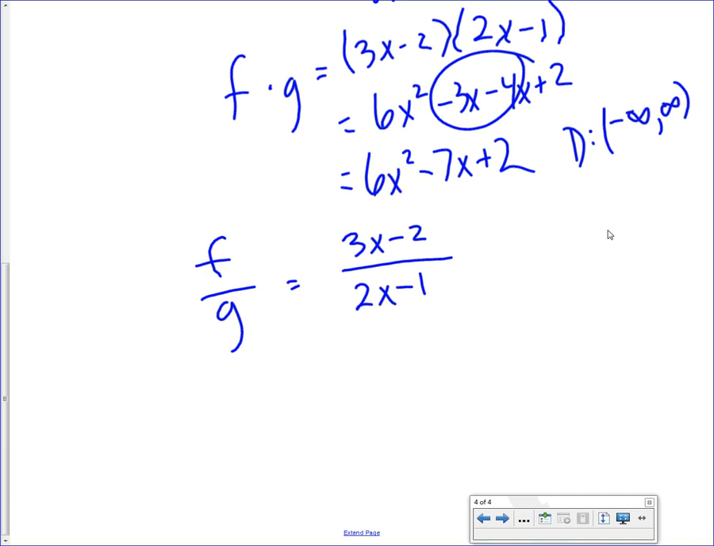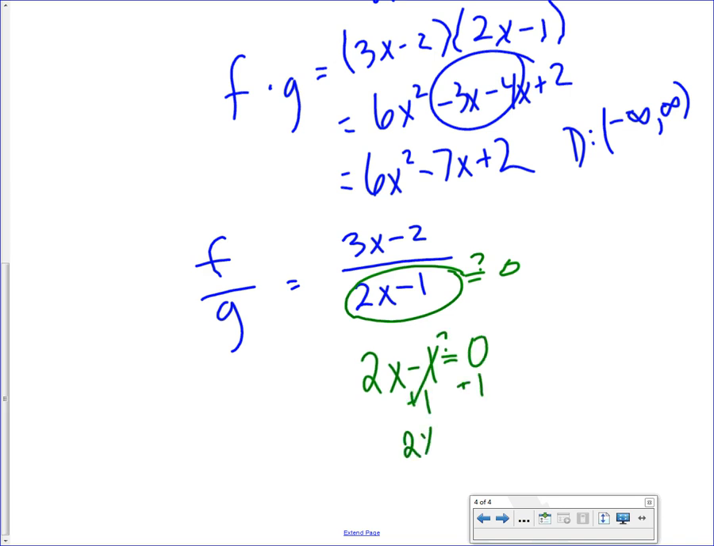Remember that we cannot divide by 0. So I want to check, when does this equal 0? So I'm just going to do a little bit of algebra. When does that equal 0? So I'm solving. And I'm going to find out that it equals 0 when x equals 1/2. So my domain is supposed to be all real numbers, but I need to exclude 1/2 because if I put 1/2 into this new function, I'm going to get a denominator of 0. So now my domain is everything except for 1/2.